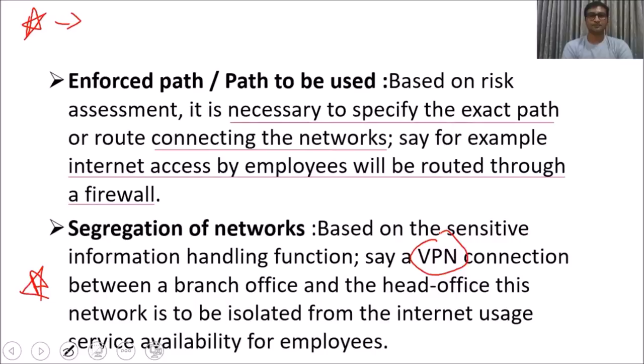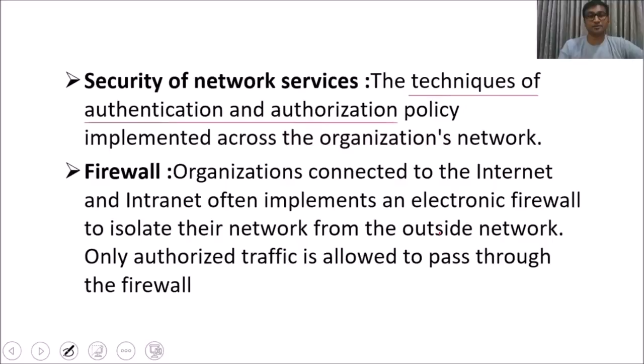So this was the definition for segregation of networks. Remember we told you that on internet we will create intranet, a secure network, so others cannot access our information, and between organizations we create extranet. The same definition will be used here. Now security of network services. No employee can access any network services without username and password. Authentication and authorization policy. Just next to this authentication write down username and password you need to enter, then only you can access any of the services, and it's absolutely correct also.